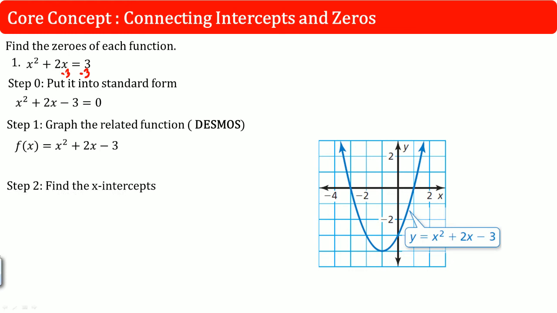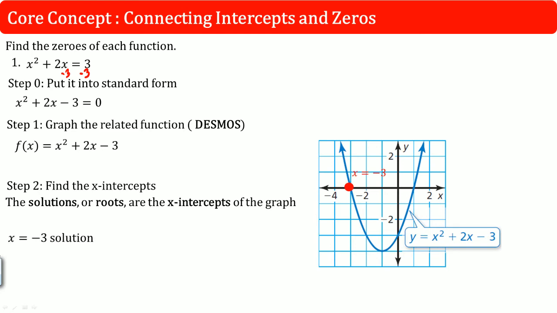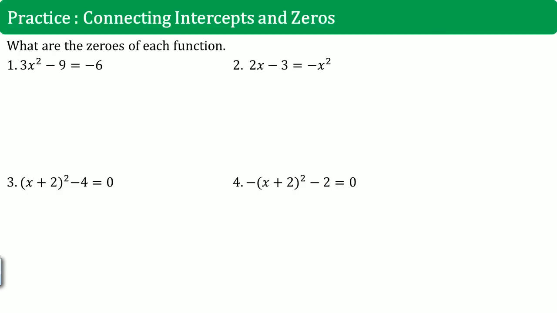Notice that the solutions, the roots, and the x-intercepts, these three words are all the same. So it was x is equal to -3 and x is equal to 1. These are your solutions. You could also say that these are your roots, as well as your x-intercepts. Each one of these, you are going to graph and find the zeros for each of them. You're going to use Desmos.